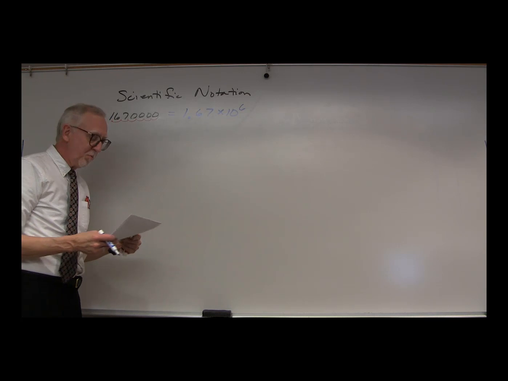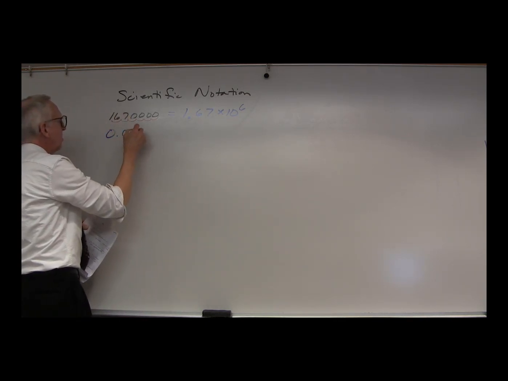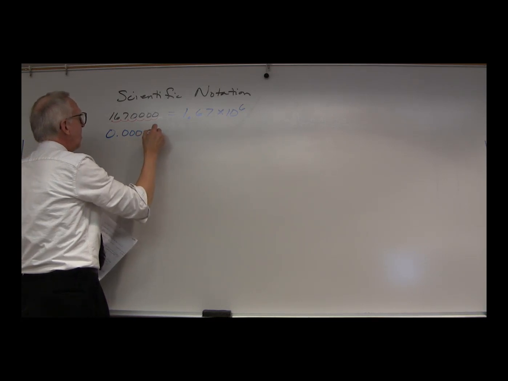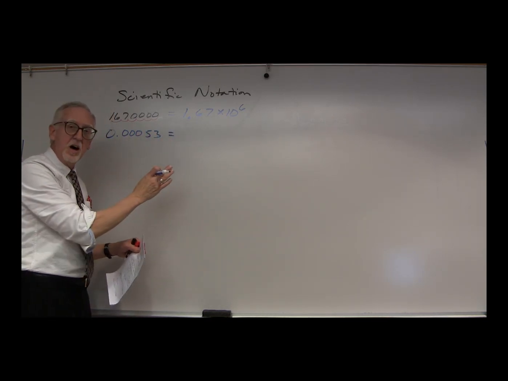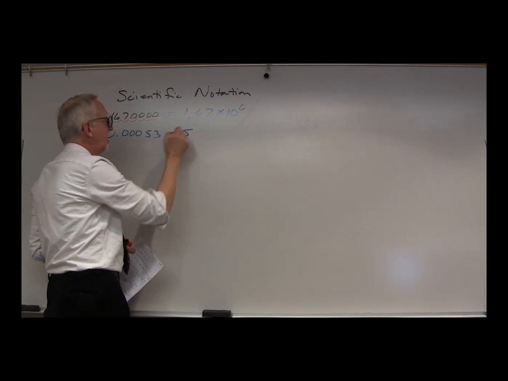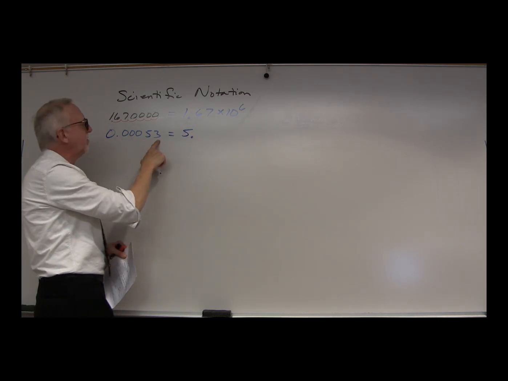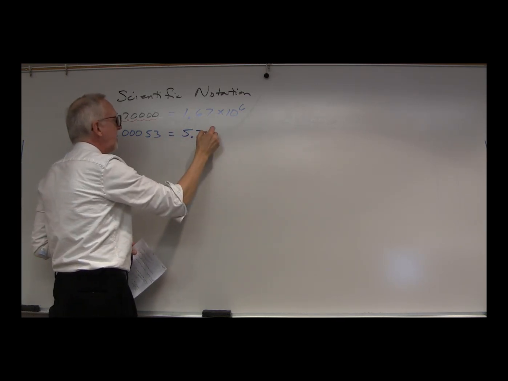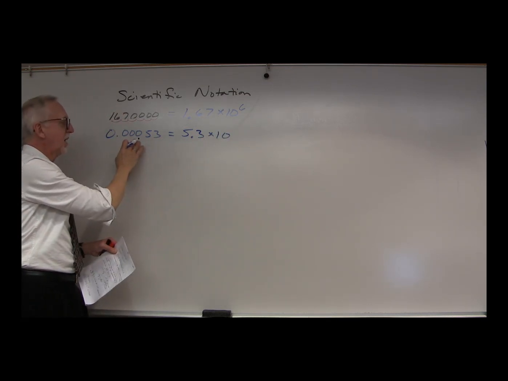What if we have a very small number? For example, let's imagine we have 0.00053. Well, again, we write the first digit on the left, the first non-zero digit, which in this case would be 5, followed by a decimal point, and then all of the other significant figures, in this case 3. And then we multiply by a factor of 10 to bring this back to the same size.